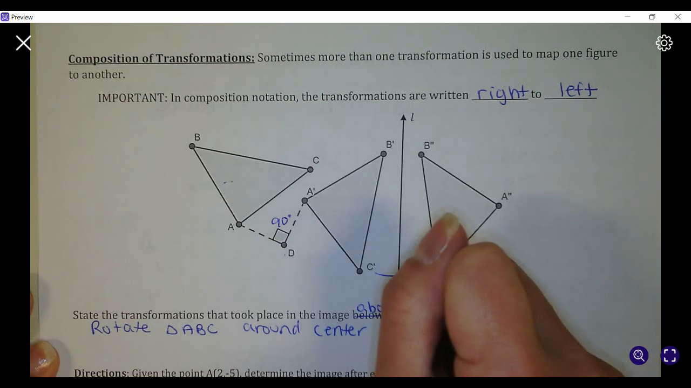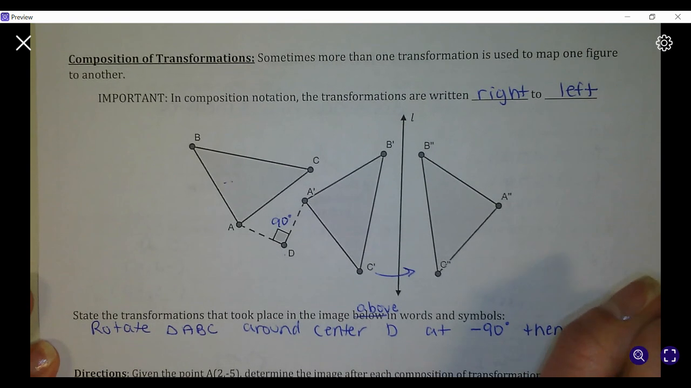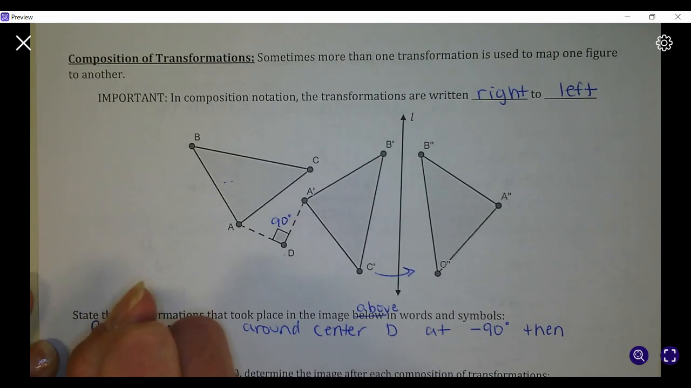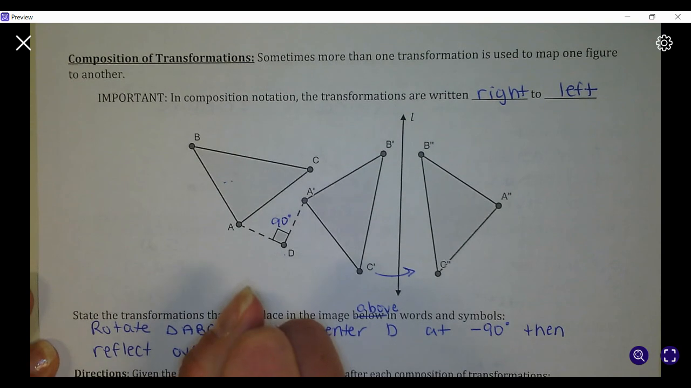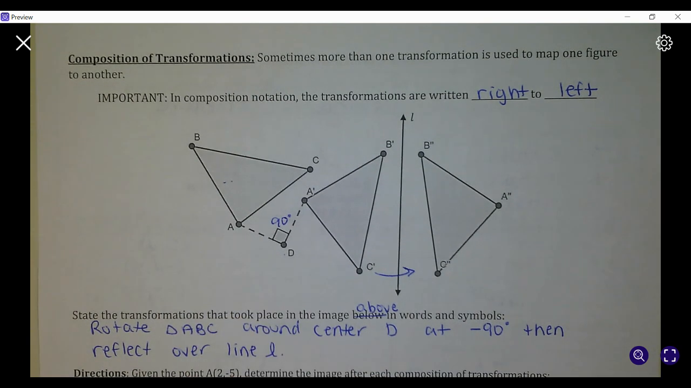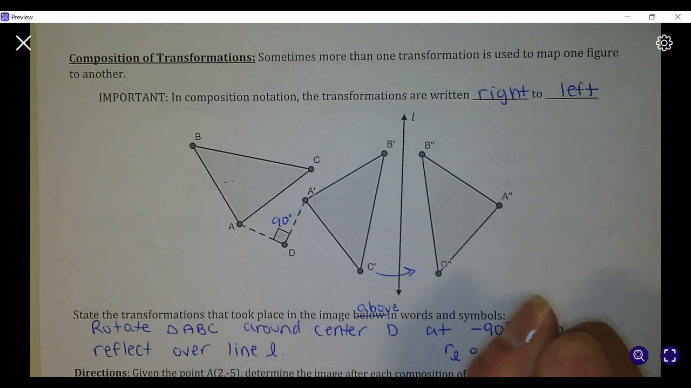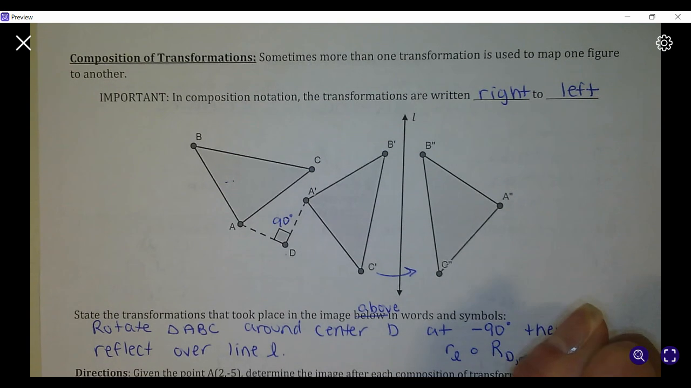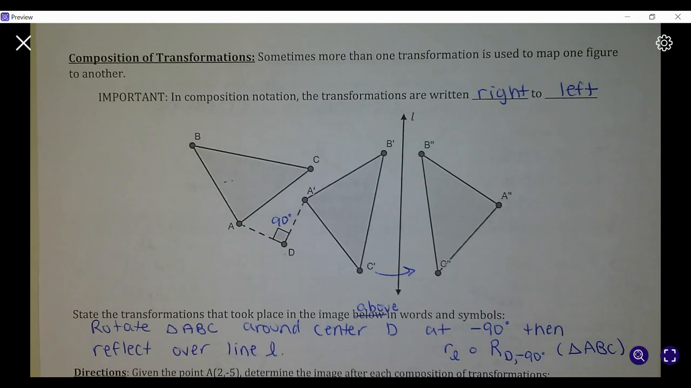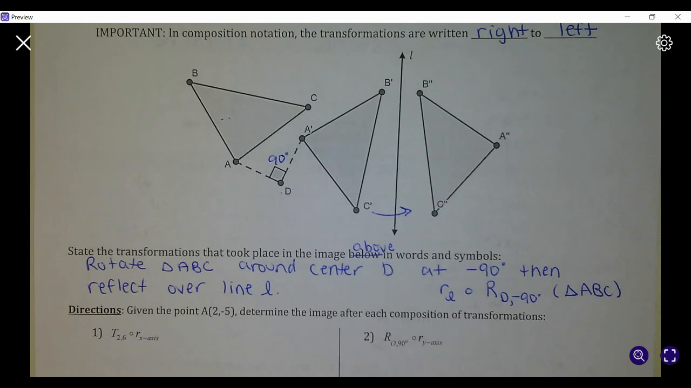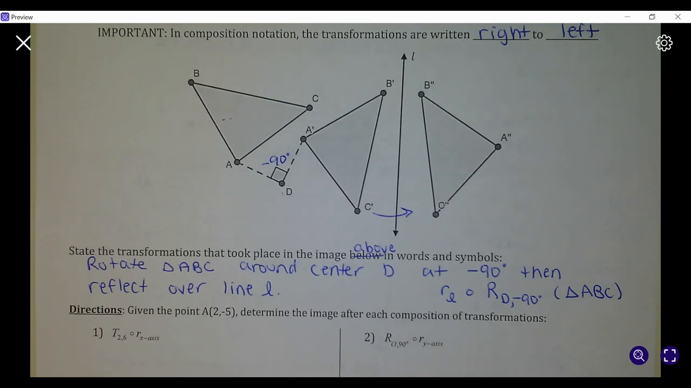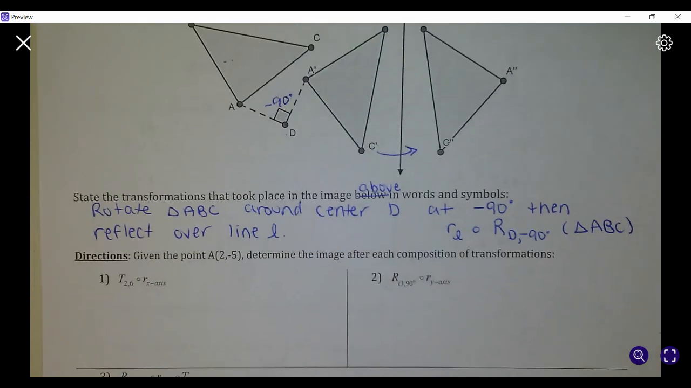And then after that, you're reflecting over line L in my picture. So that's it in words. Now remember that you have to actually write it backwards as well. So when I do this, reflect over L is composed with a rotation around center D, negative 90 degrees, and it's triangle ABC. Again, I know it's negative 90 up there as well because you're going clockwise. So when you're doing a transformation, you're always going backwards.